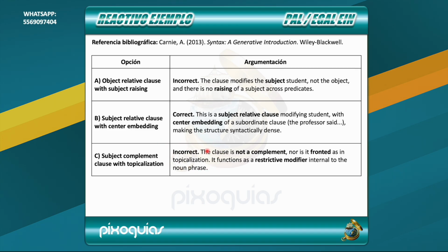C is also incorrect because the clause is not a complement, nor is it fronted as in topicalization. It functions as a restrictive modifier internal to the noun phrase.